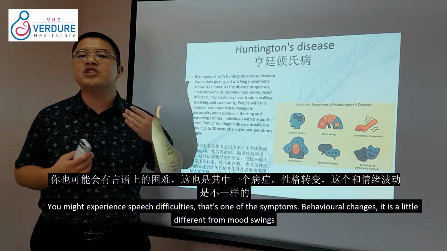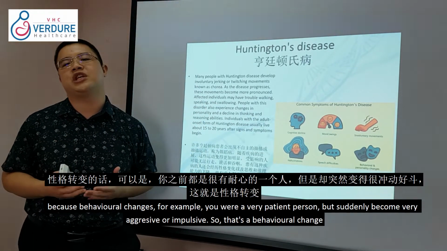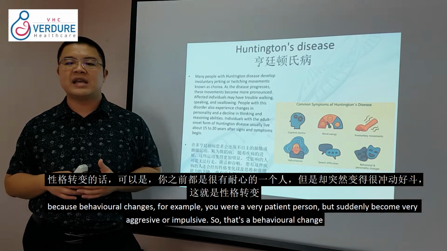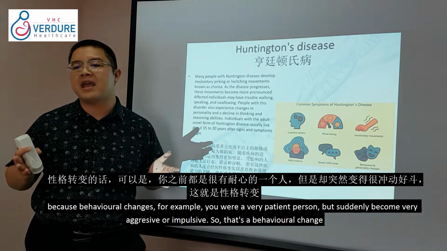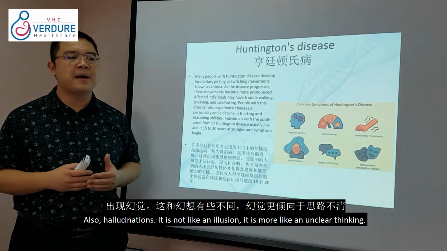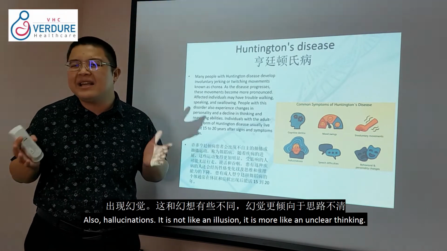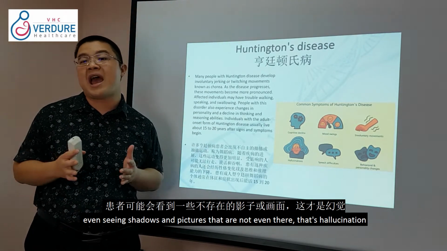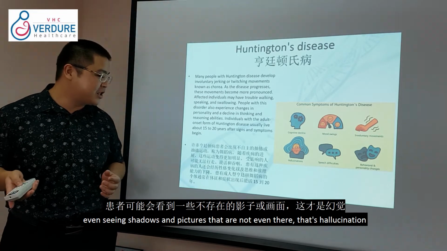And then behavioral changes. This is a little bit different from mood swings. Behavioral change means that, let's say you are a very patient person, but suddenly you become very aggressive or impulsive. That's a total behavioral change. And also hallucinations. It's not illusion, but it's just very unclear thinking. Or even you're seeing some shadows or pictures that are not even there. That's hallucination, just to put it in more layman terms.